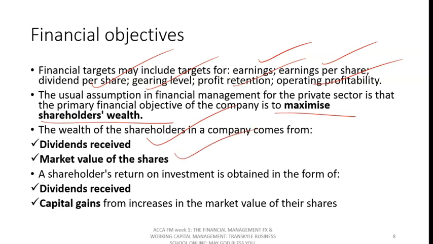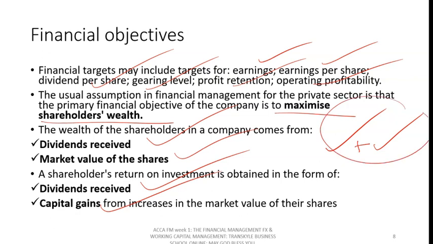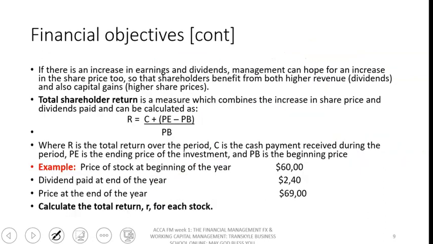A shareholder's return on investment is obtained in the form of dividends received plus capital gains from increase in market value of the shares. So which means shareholders expect the dividends plus a rise in the share price. So those are the two things which they want. If those things are actually happening, then the shareholders are so happy.